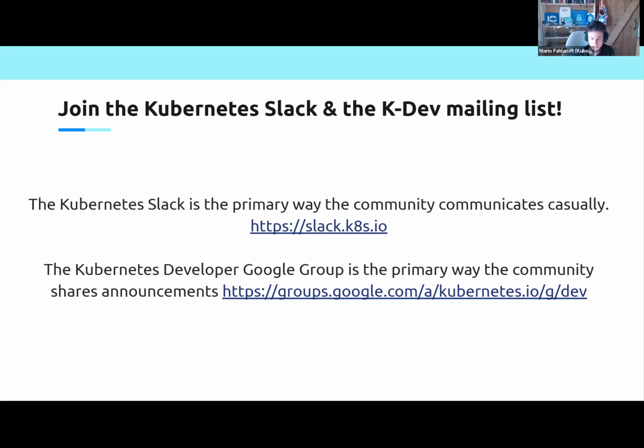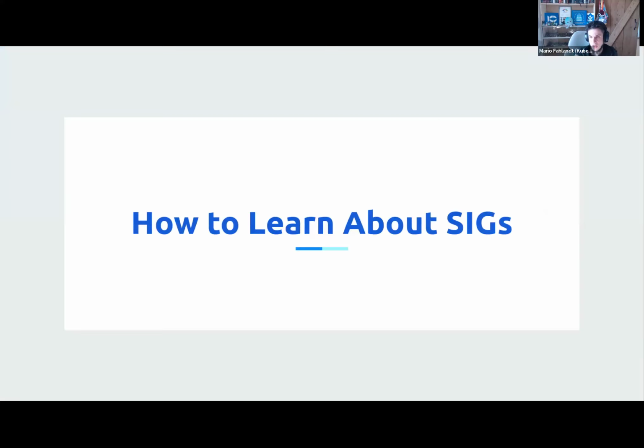We have a mailing list, and also we have a Slack channel. Most of the communication happens in Slack, but also a lot of official communication happens over the mailing list. So the primary way to get announcements is to join our KDev mailing list. Let's explore where you can find the information about SIGs.